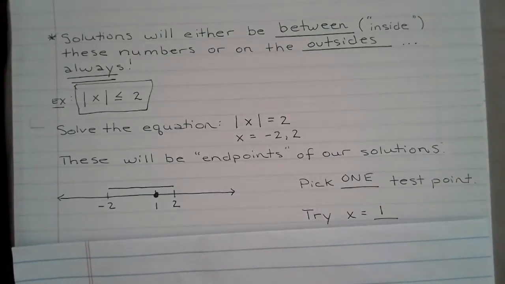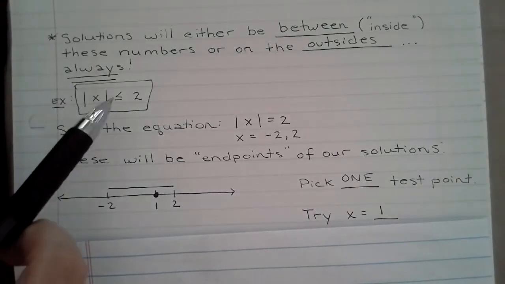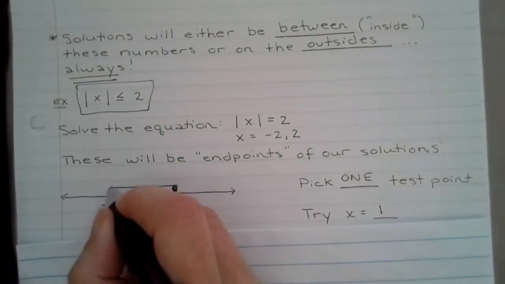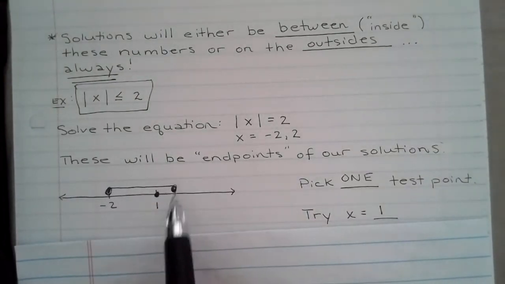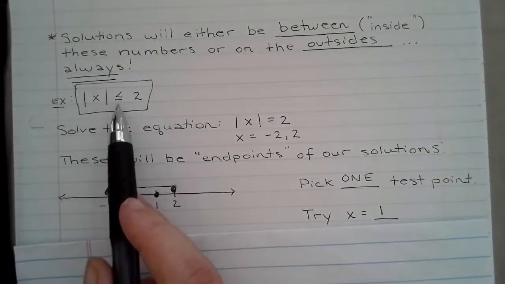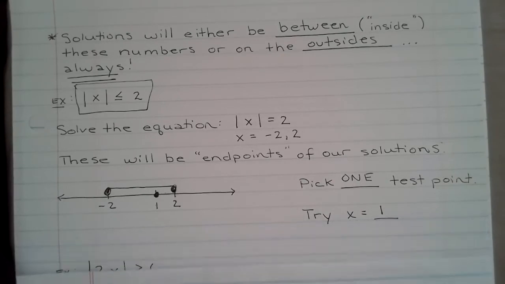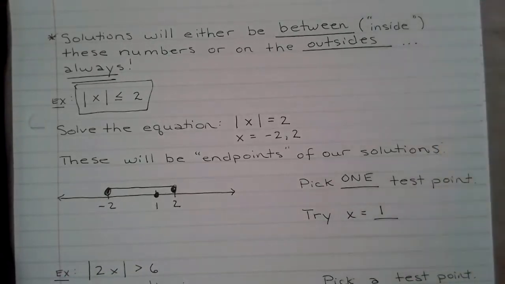And to decide if we include the endpoints or not, we look at this. If there's an equal sign, we do. And you can try it out. If you plug in one of the endpoints, 2, absolute value of 2 is less than or equal to 2. It works out just fine. Much nicer, one test point. All right, let's try a couple more here.